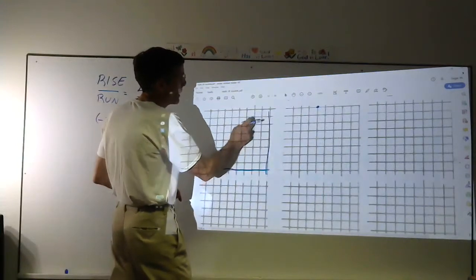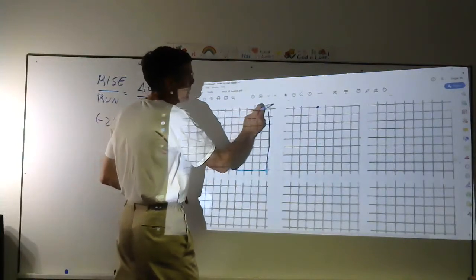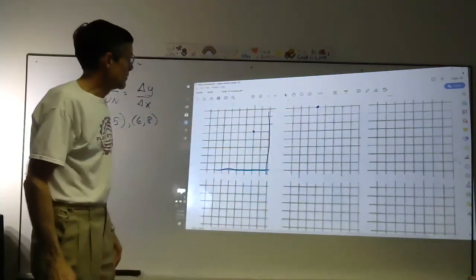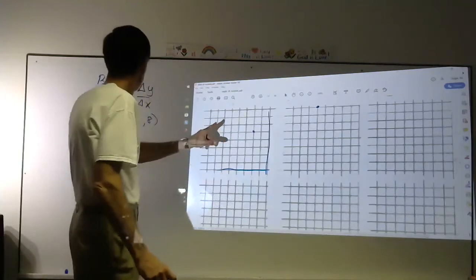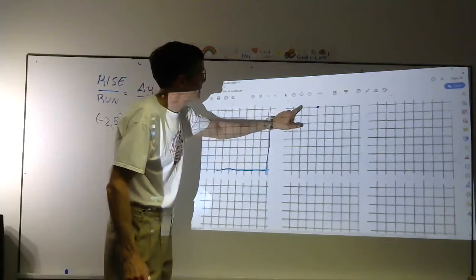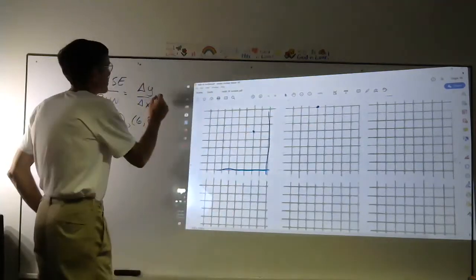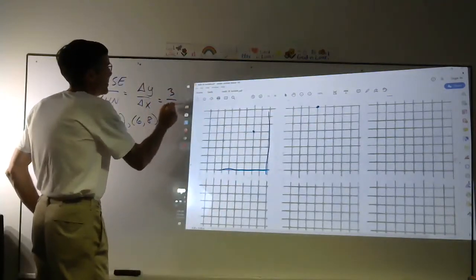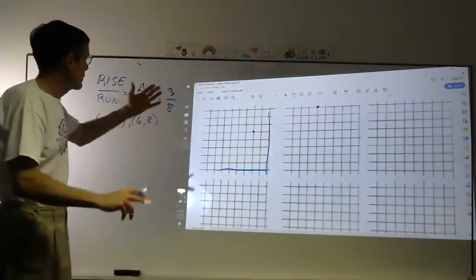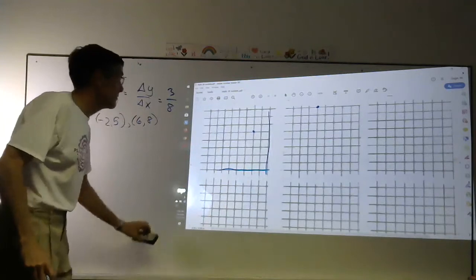Rise over run is up 3 and over 1, 2, 3, 4, 5, 6, 7, 8. So I am up 3 and over 8. Yep, so I'm up 3 and I'm over 8. Both of them are positive distances. Up 3 and over 8. I think the slope ought to be 3/8. Okay?